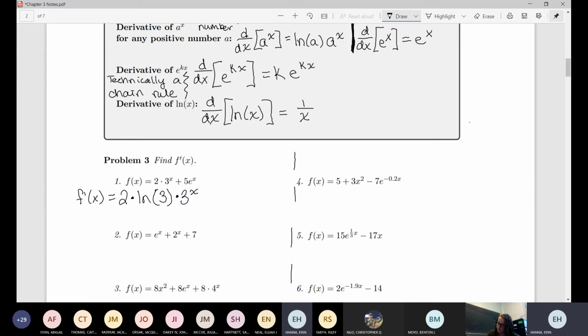And then I have to add that to the derivative of 5e to the x. That 5 comes along for the ride. And then the derivative of e to the x is e to the x. I don't know why my pen is starting to crap out. So actually, I can't reduce that. It kind of just has to stay like that. Well, I guess if you wanted to multiply 2 and the natural log of 3 and write a decimal, that's fine, but we'll just leave it as it is.